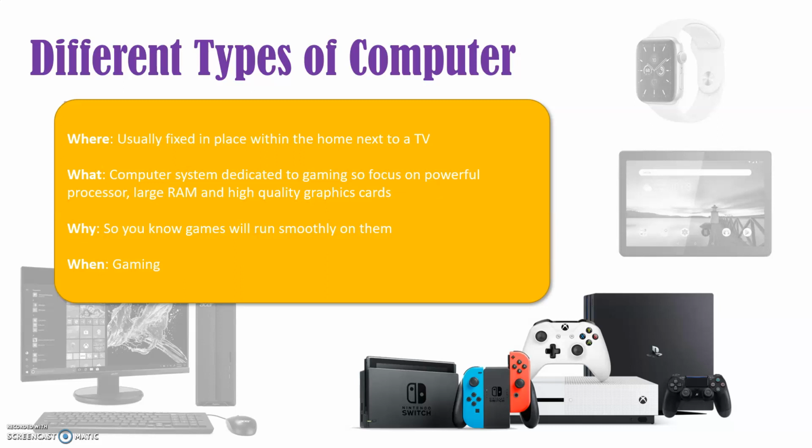Okay, now the computer system is dedicated to gaming for the most part. Usually if you do have an Xbox or a PlayStation or something, you can access the internet, maybe watch Netflix or stuff on it, but for the most part it's used for gaming. So the focus is on having a really powerful processor, a large amount of main memory, and high quality graphics cards, which usually have additional processing capabilities and memory capabilities actually built into them. Okay, now the reason why you might pick a games console over using something like a desktop computer for high quality gaming is that you know the games will run smoothly on them.